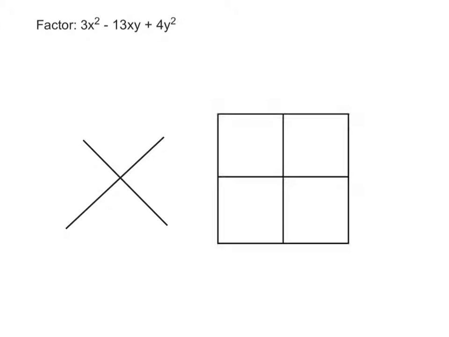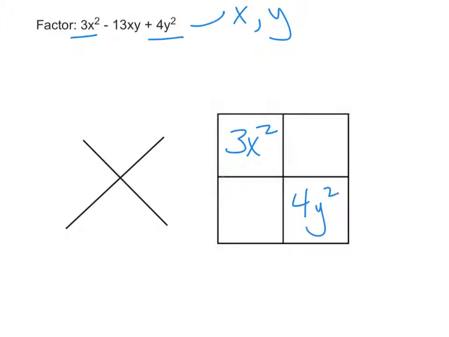And let's look at one more example just so we know we have this strategy down pat for when you have a trinomial with more than one variable. So again, here's our example, 3x squared minus 13xy plus 4y squared, and you can see that the variables here are x and y, so two variables. So we're going to set up our box first. Our first box is going to be our a term. Our second box is going to be our c term.